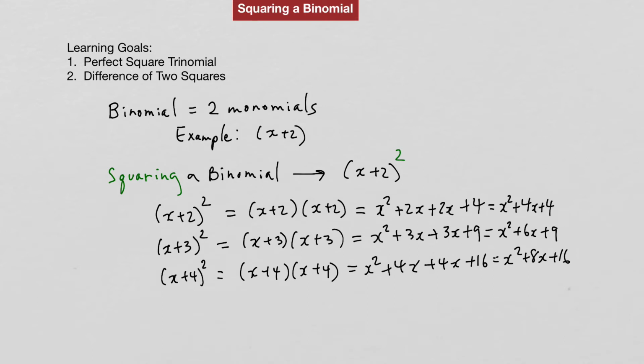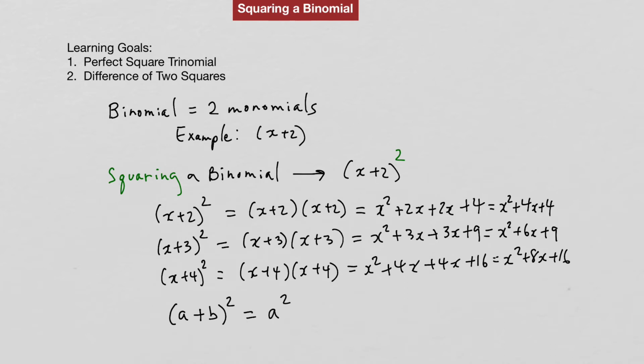So let's try to derive an equation. Let's suppose we have a plus b quantity squared. What would that equal to? Well, we did say that the answer of the first term will be this first term squared, right? So therefore, we know it's going to be a squared.